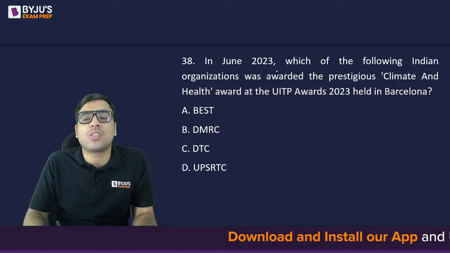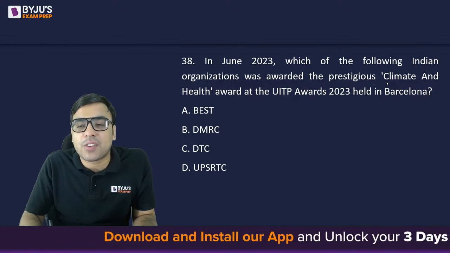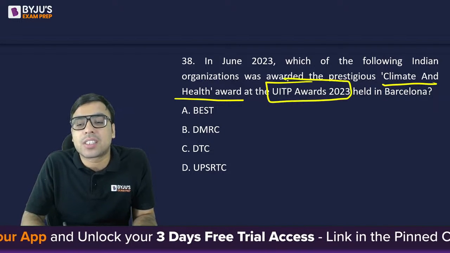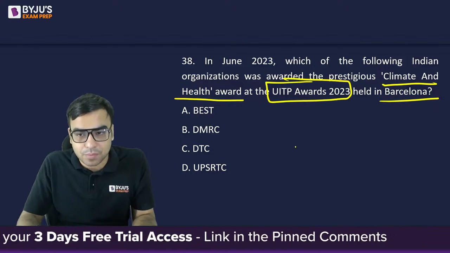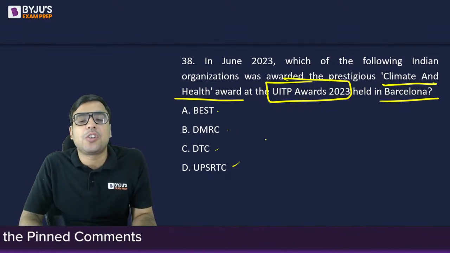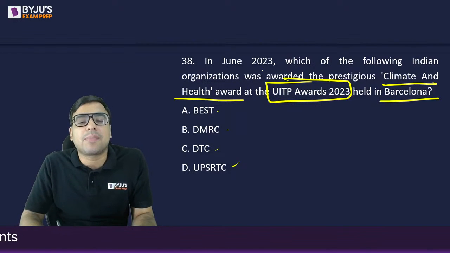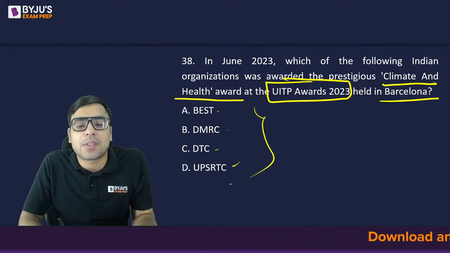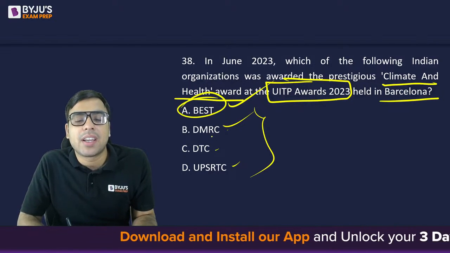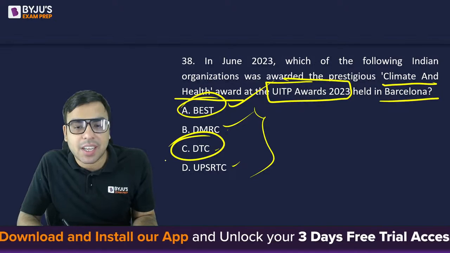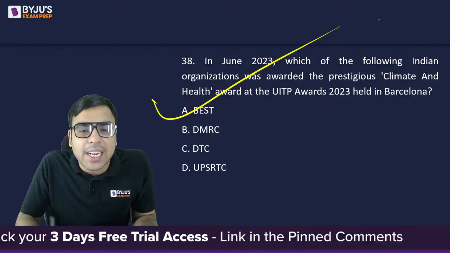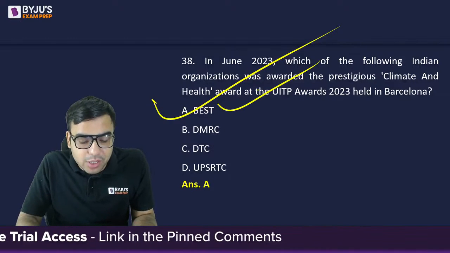The next is in June this year, which of the following Indian organizations was awarded the Climate and Health Award at UITP Awards held in Barcelona? Your options are BEST, DMRC, DTC, UPSRTC. इसकी ट्रांसपोर्ट सर्विस चलती है ना, आपने सुना होगा. DMRC जो है दिल्ली मेट्रो कॉर्पोरेशन है, बेस्ट जो है बस सर्विस है मुंबई में, DTC बस सर्विस है दिल्ली में, UPSRTC यूपी की बस सर्विस वगैरह है. So the right answer is BEST. A is the right answer to this question.